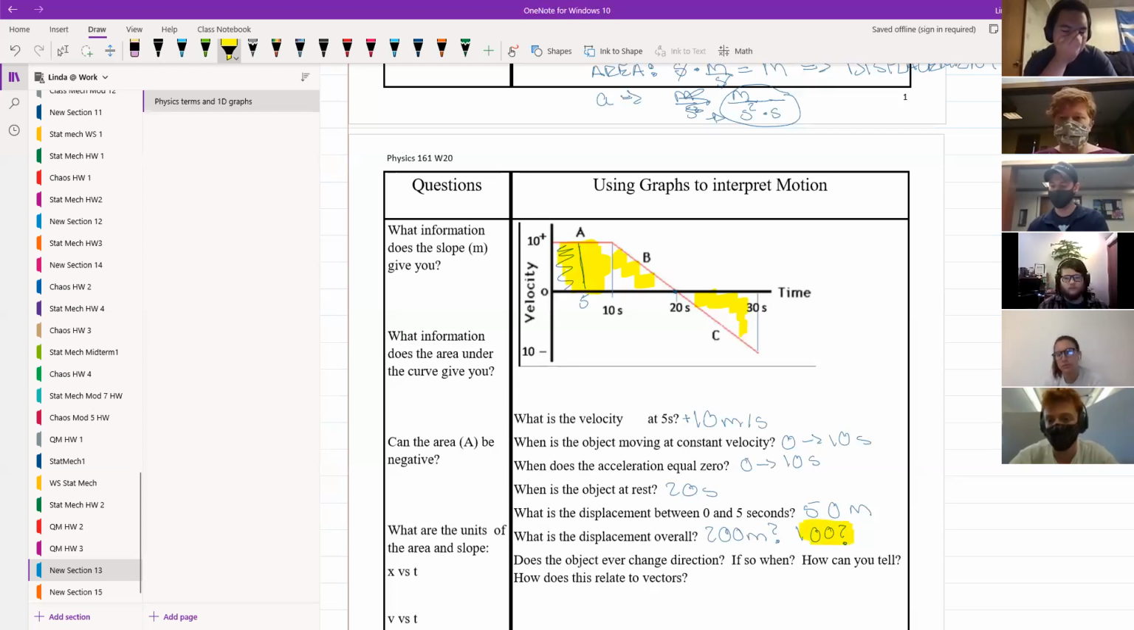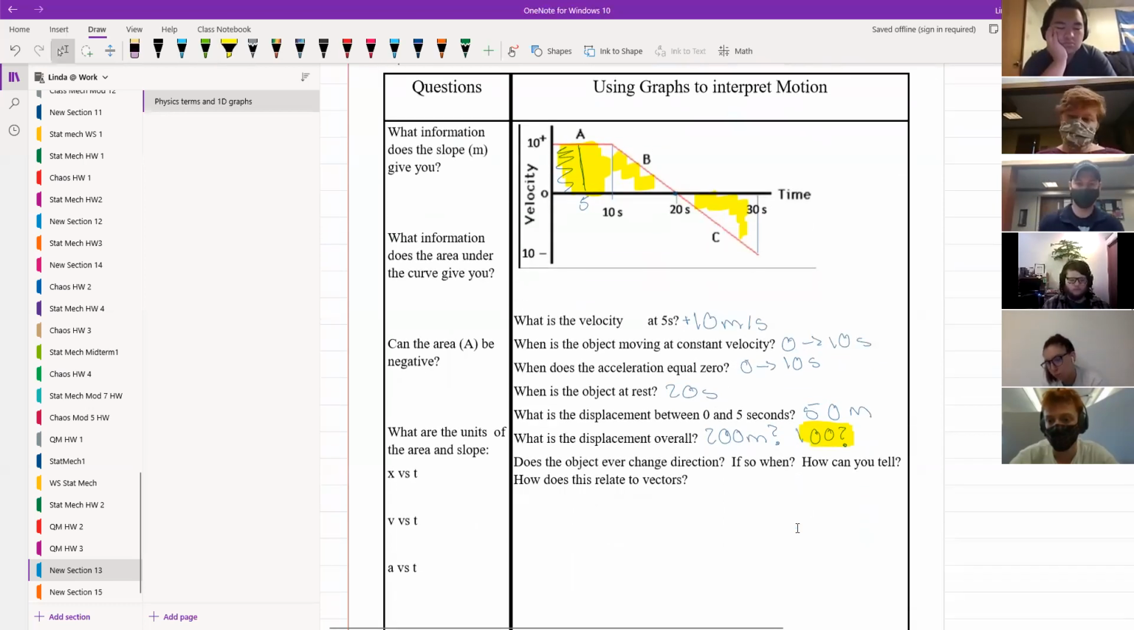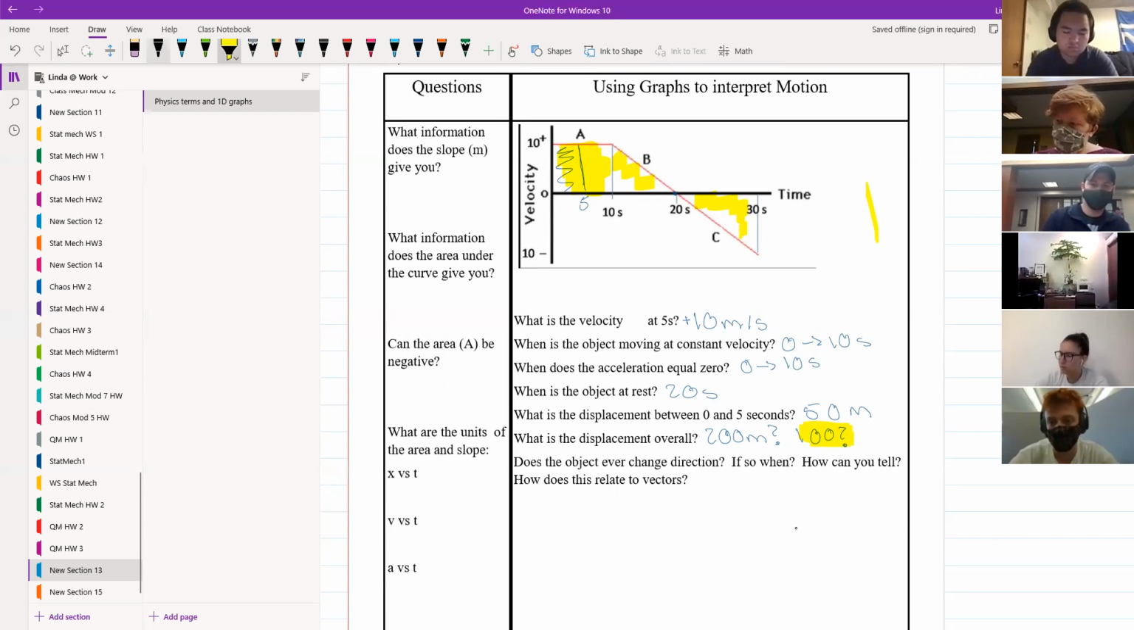Cool. Does it ever change direction? Yes, at 20 seconds. Okay, and how do I know that? Because it crosses the axis. Velocity is positive, then it goes to 0, then it goes negative, so that means it's going backwards. Yeah. So remember, if I have a negative velocity, that's just defining the direction I am going.